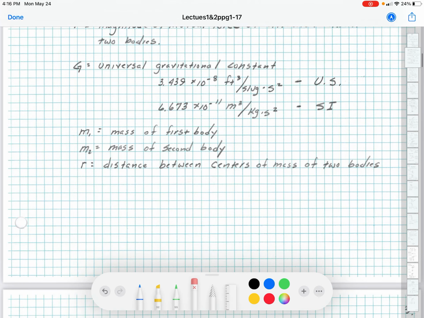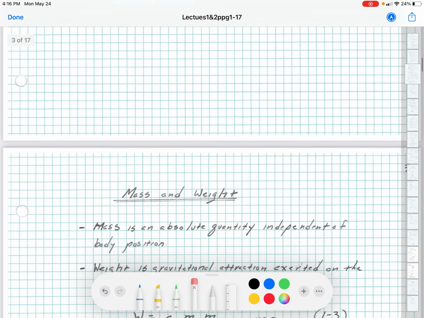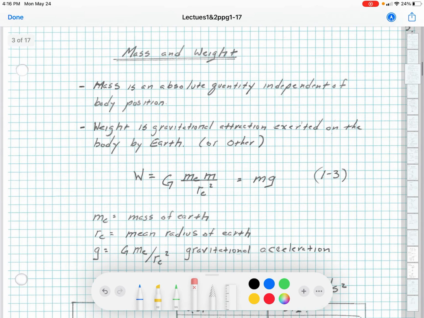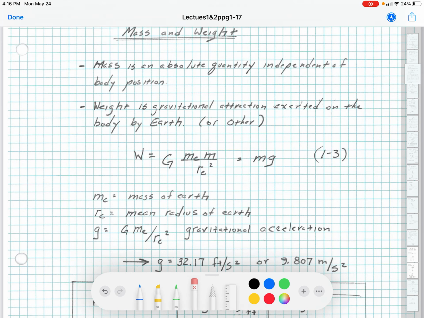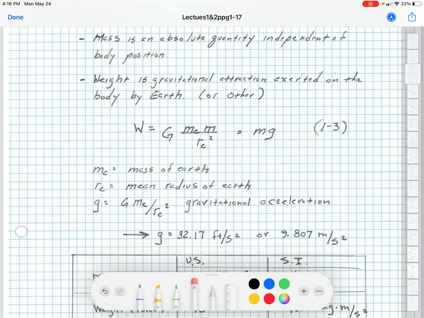So we have various constants, the universal gravitational constant in both the SI units as well as the US units. When we look at them, we can really simplify that down and say that the weight of something is equal to its mass times g, where g is the gravitational acceleration of the Earth in this case. So let me show you here. This equation, the weight is equal to the mass times gravity, and this g right here comes from here.